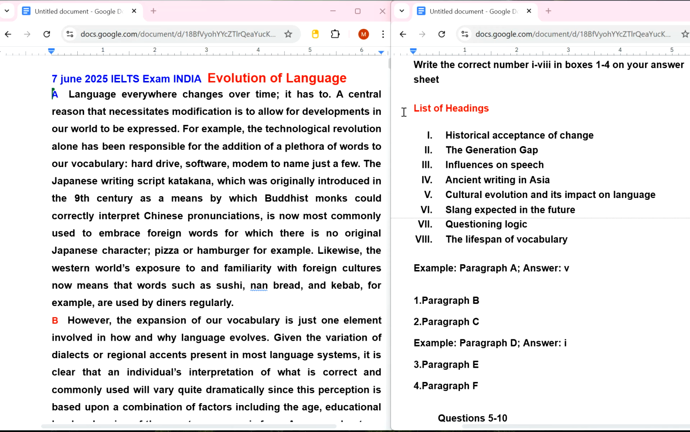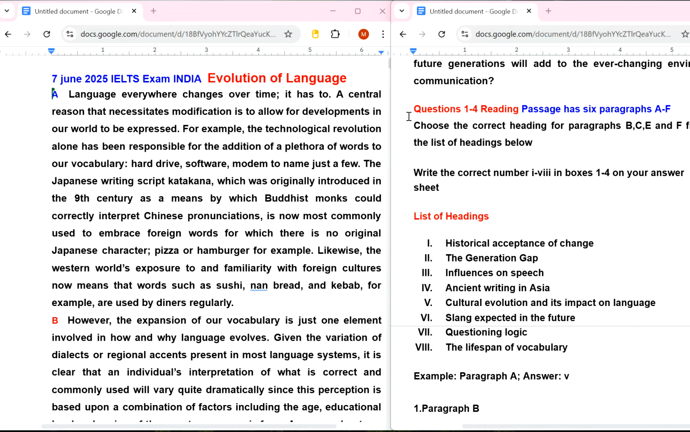IELTS reading tips and tricks, please follow how I am telling you how you can get correct answers. First, it's important to read the instructions. Here they have given: reading passage has 6 paragraphs A to F. Choose the correct heading for paragraphs B, C, E and F. Not for A, not for D.